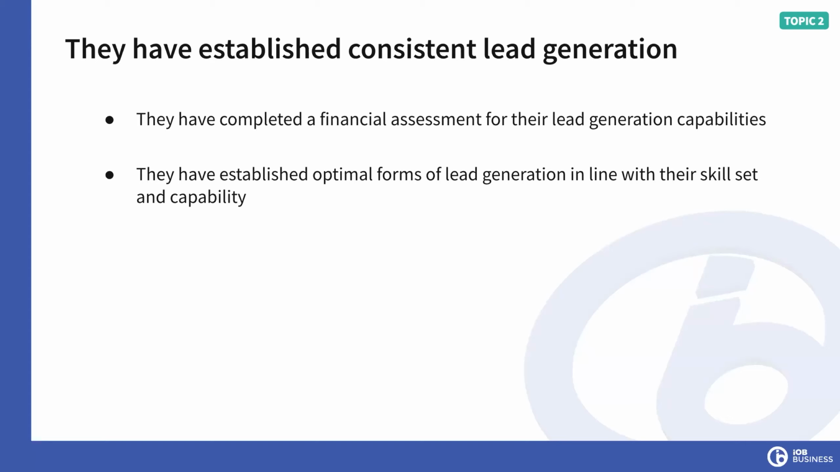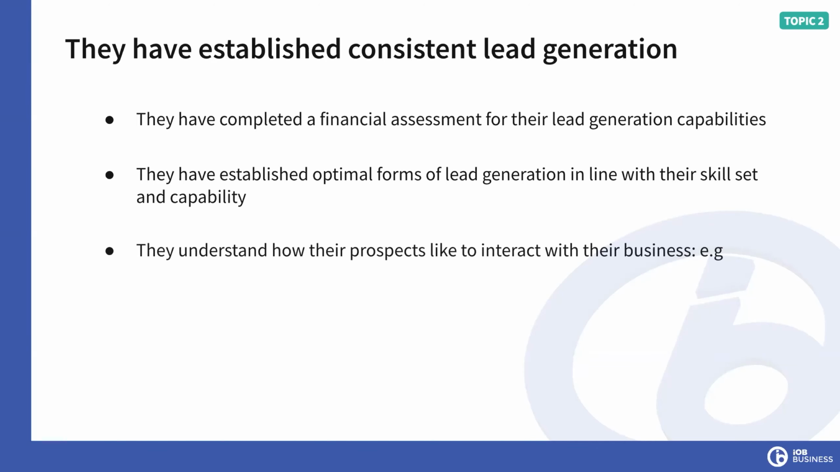But what they've done here is they've completed a financial assessment for their lead generation capabilities. They've also figured out as a company, as a business, what the most optimal form of lead generation is for them in line with their own skill set and their capability. The next thing they've done is they have understood how their prospects like to interact with their business. Now, there's a few examples I'm going to talk through here with you.